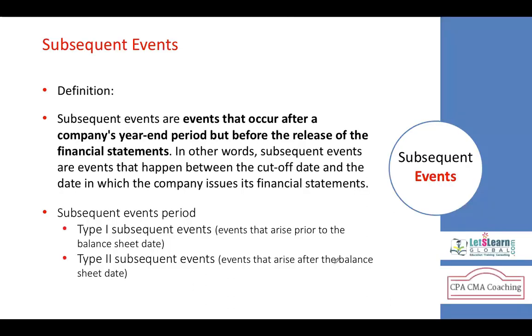Let's discuss in detail. Subsequent events are those which occur after the company's year-end period, but before the release of the financial statements. So you have a financial year, January 1st to 31st December. You have an audit period after 31st December. Then you get all the approvals for the financial statements to be issued. Then the financial statements are issued.